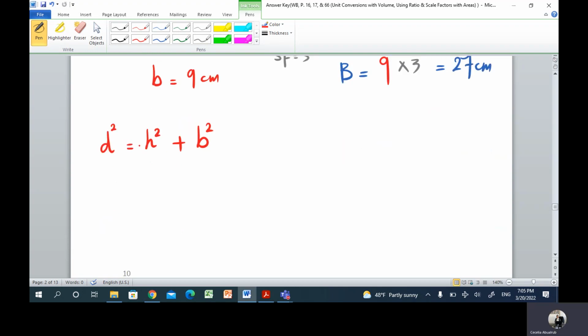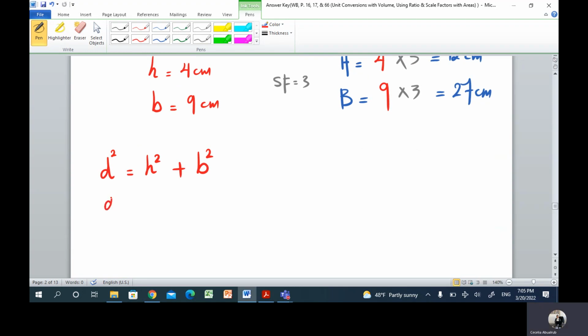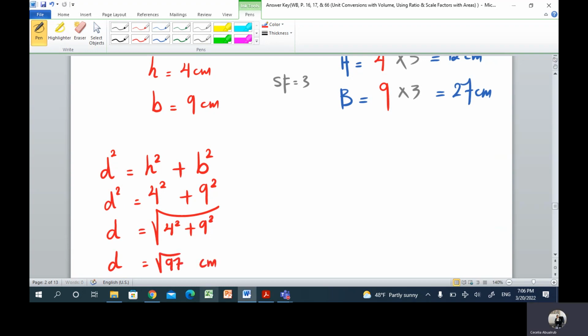So d squared, let's substitute here. So d squared is equal to 4 squared plus 9 squared, and d is equal to the square root of 4 squared plus 9 squared. And if you insert this in the calculator, the answer is the square root of 97. Let's leave it this way, and the measurement unit is centimeter.